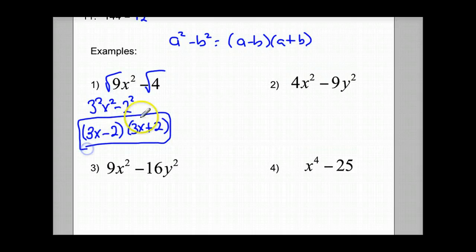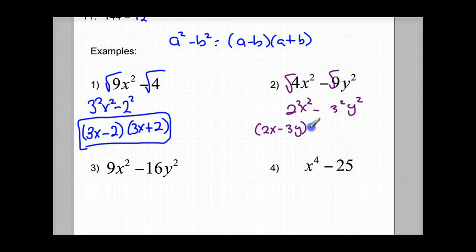Okay? Super easy. You can do the a equals, b equals, c equals, it's the same thing, but it's just longer. So for this, if I take the square root of these, I'm left with 2 squared x squared minus 3 squared y squared. They all have a square and there's a minus in the middle. So my a term, which is 2x, minus my b term, which is 3y, and then it becomes 2x plus 3y. And that's it. This is my answer.